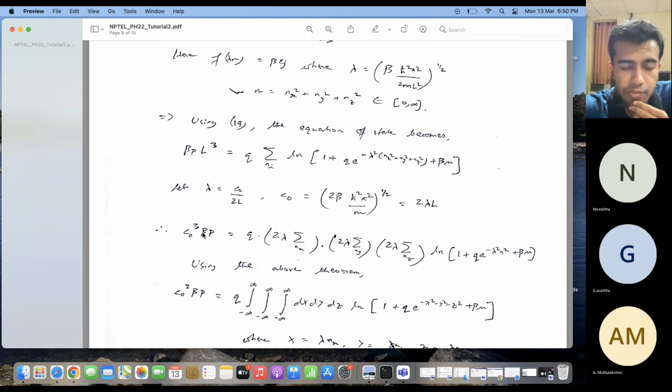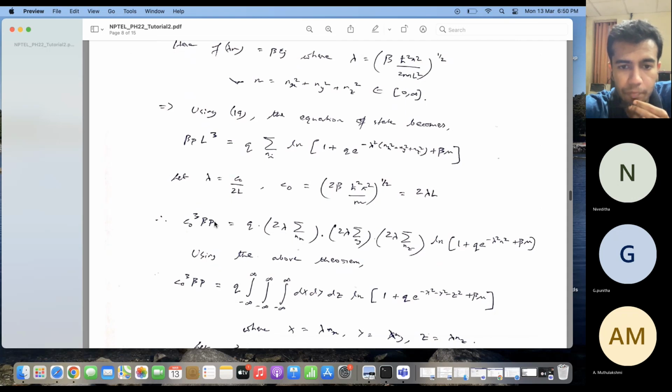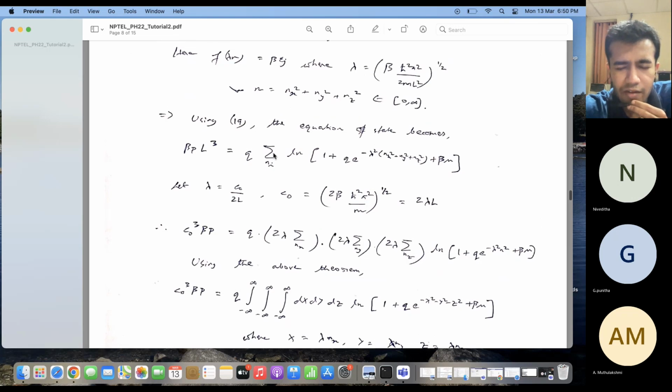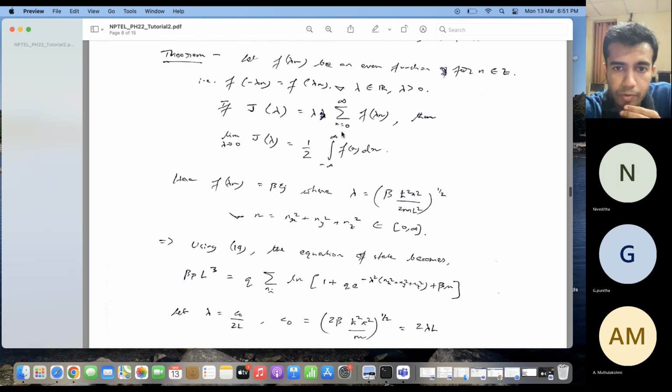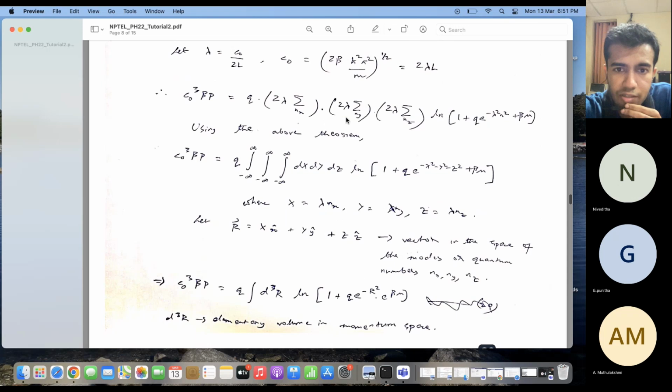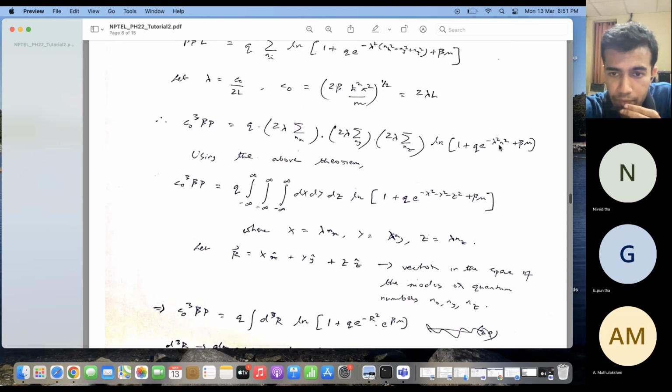So on the left hand side, I have C0 cube beta into P, and on the right hand side, I have 3 factors of 2 lambda, and I can write the summation over Ni in terms of 3 separate summations: the summation over Nx, summation over Ny, and summation over Nz. Okay, now you will see that this form of summation is similar to what we get over here in this theorem, lambda into summation over F. And here also we have lambda into summation over something else. So that is why we can use the above theorem and convert all of these quantities into integral expressions.